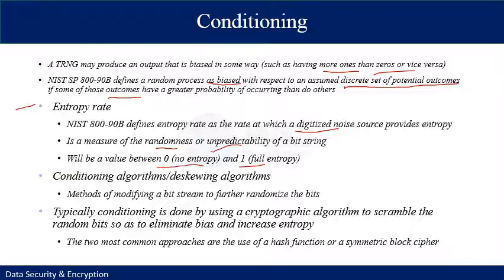For hardware sources of random bits, the recommended approach is to assume that there may be a bias or an entropy of less than 1. So you can apply techniques to further randomize the bits. Typically, conditioning is done by using a cryptographic algorithm to further scramble the random bits so that it eliminates the bias and increases the entropy. The two most common approaches used are hash functions and symmetric block ciphers.